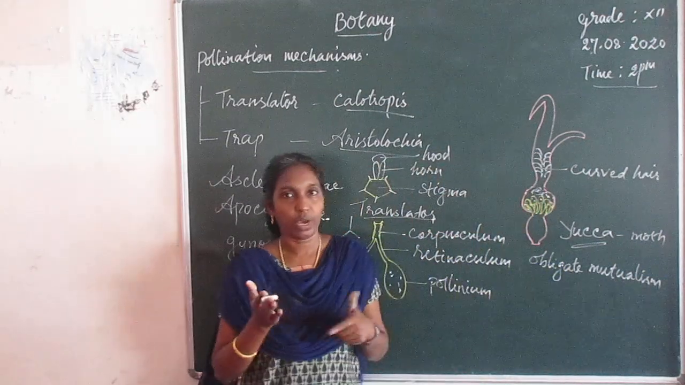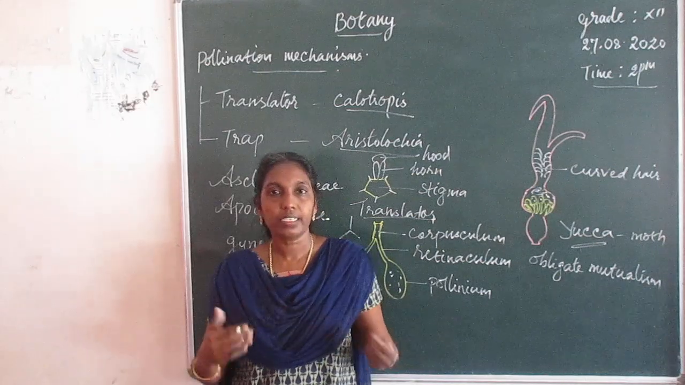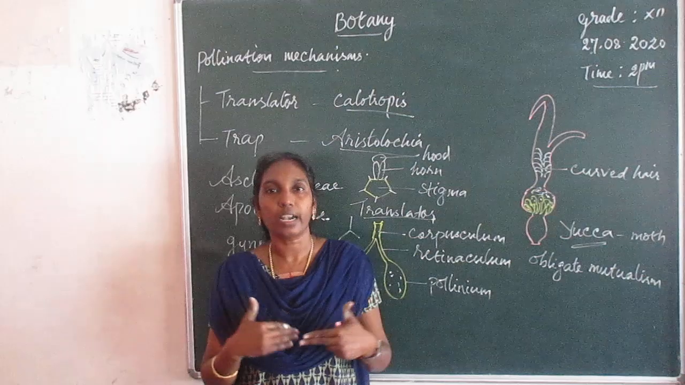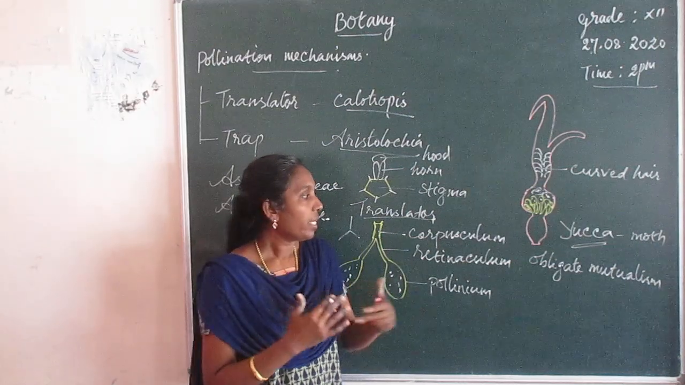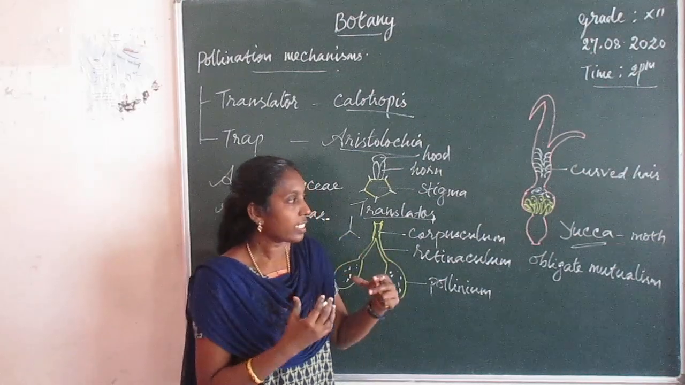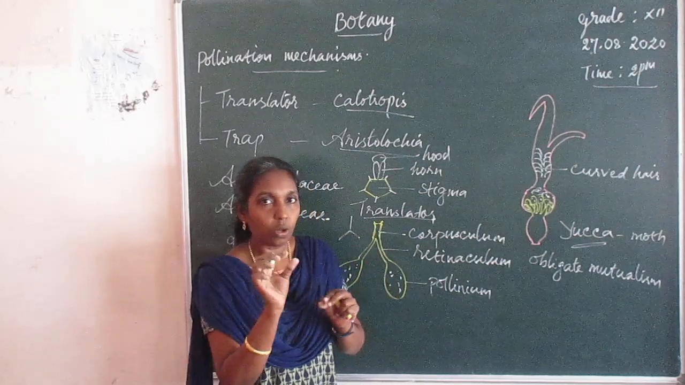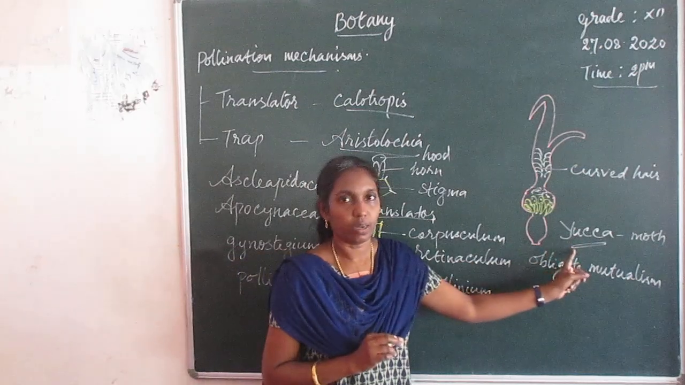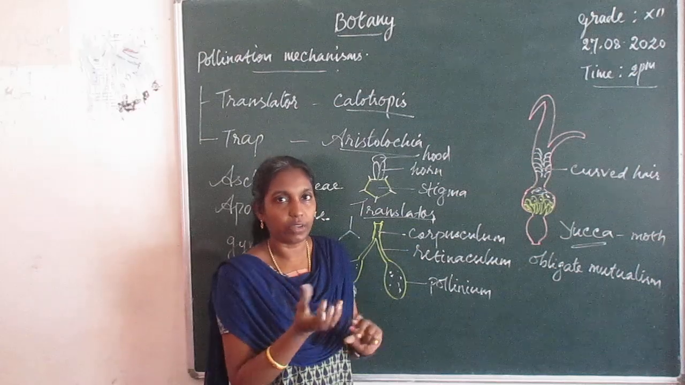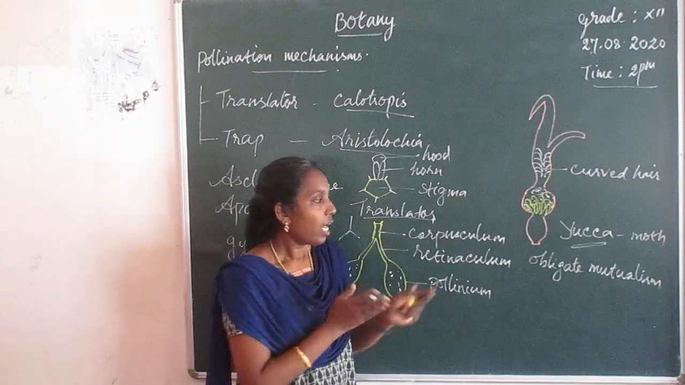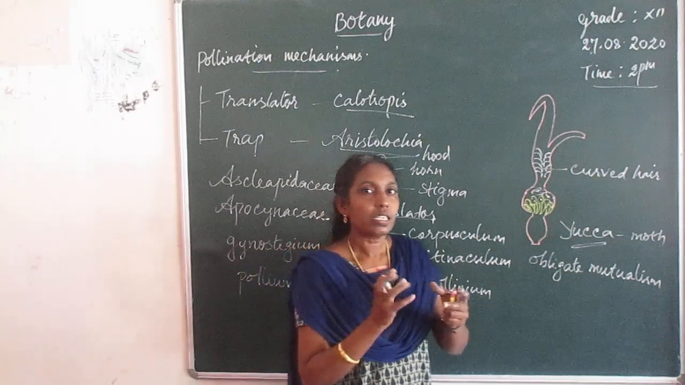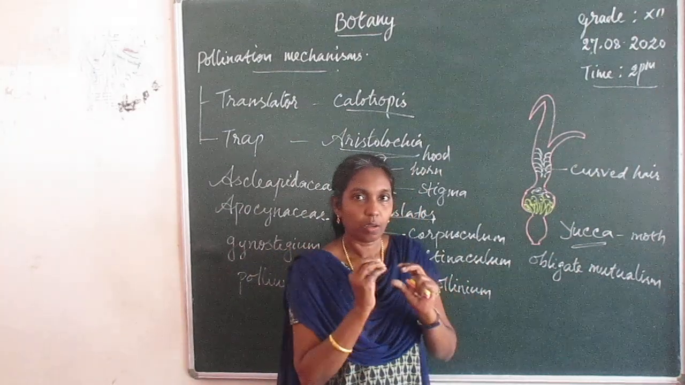Obligate mutualism. In mutualism, there is an interrelationship between both the organisms. Both the organisms need the relationship. So this moth comes and collects the nectar. It pours a hole in the ovary part of the yucca flower, the gynoecium part. Through the hole, the moth enters inside the flower and collects the pollen.